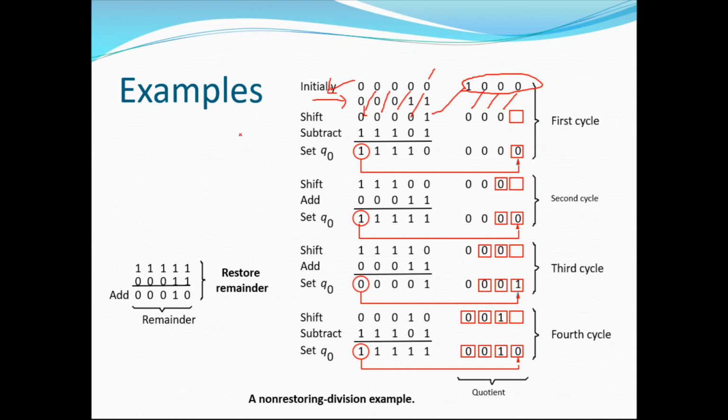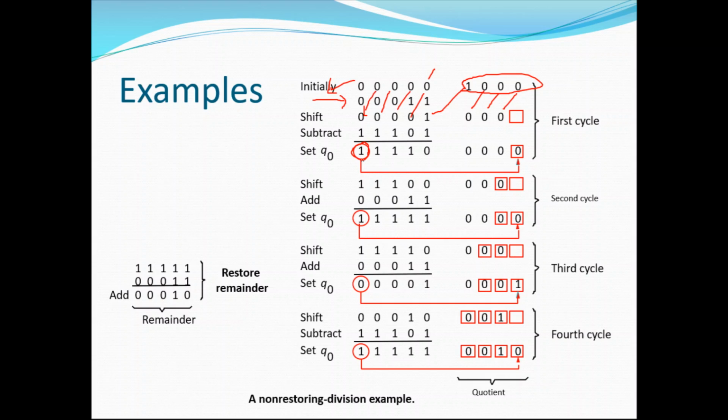That is, take 2's complement of m and add it. 1 plus 1 is 0, carry 1. 1 plus 1 is 1, 0, 0 carry 1. 1 plus 1, sorry, 1 plus 0 is 1, 0 plus 1 is 1, 0 plus 1 is 1, 0 plus 1 is 1. So see the sign bit, it's 1, so it's a negative number.